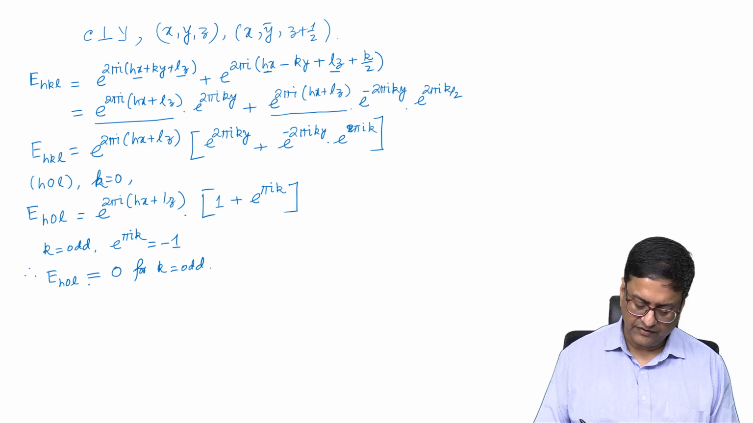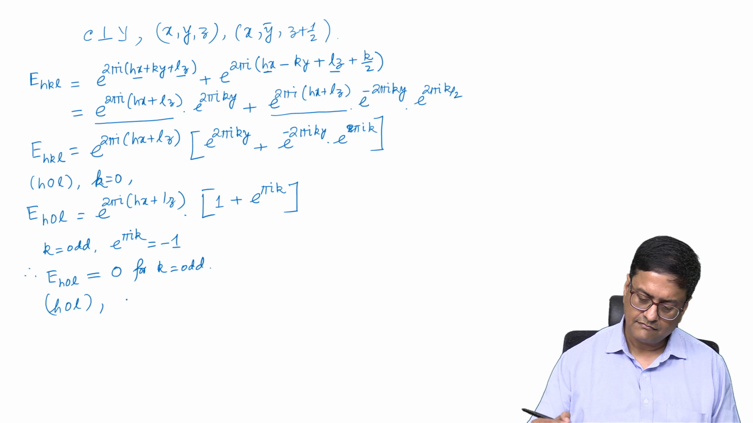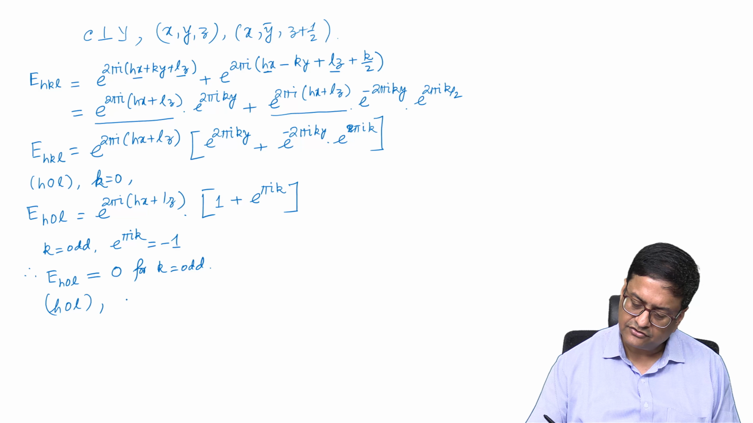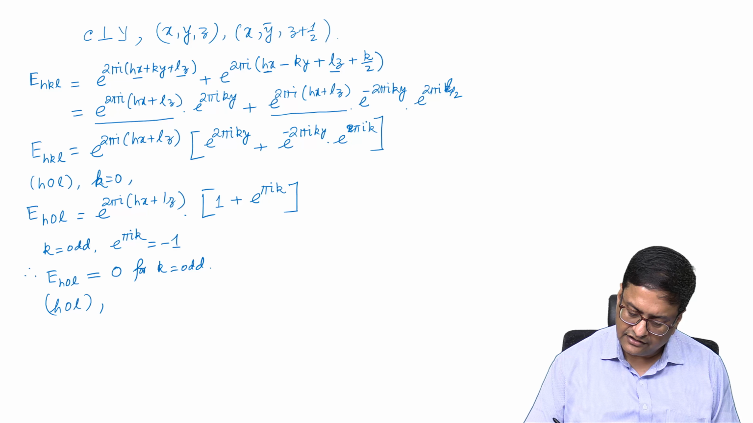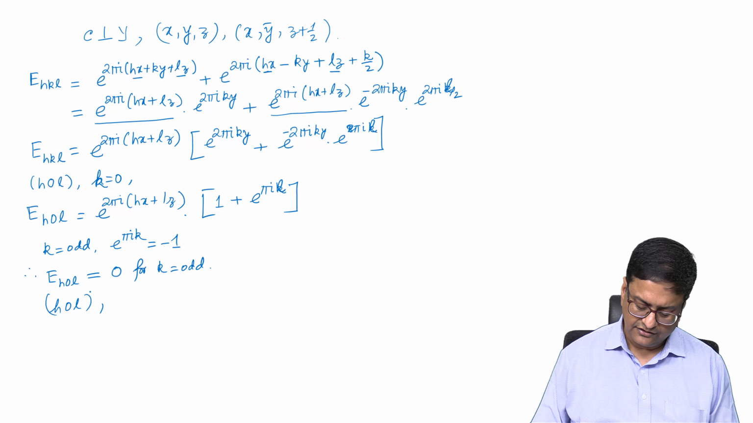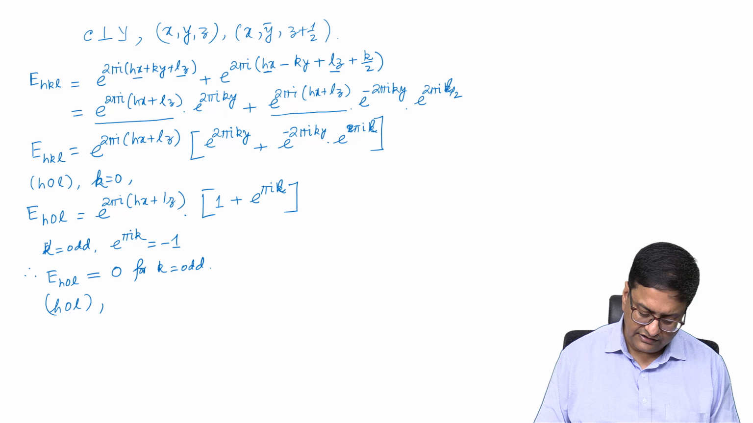That means the systematic absence condition is that h0l set of reflections having, here I made a mistake, it should be l by 2. Please correct it in this, it should be l here. h0l with l odd, this l equal to 2n plus 1, will be absent.